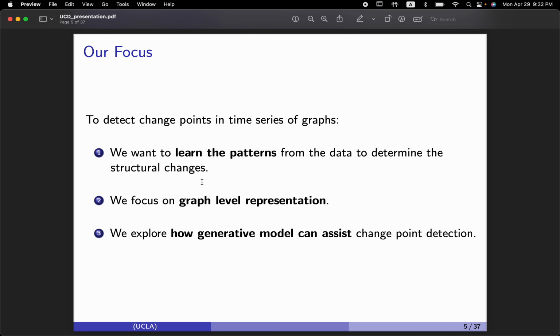So in our work, we focus on the following aspects. Instead of specifying the network statistics, we want to learn the pattern from data to determine the structural change. We also focus on graph-level representation. And lastly, we want to explore how a generative model can assist in the change point detection task.